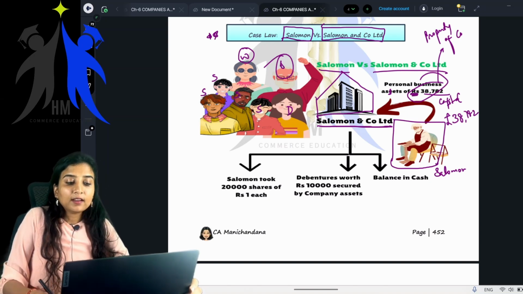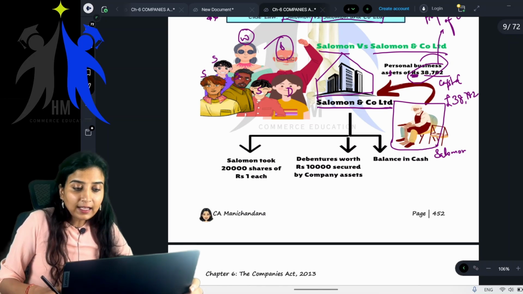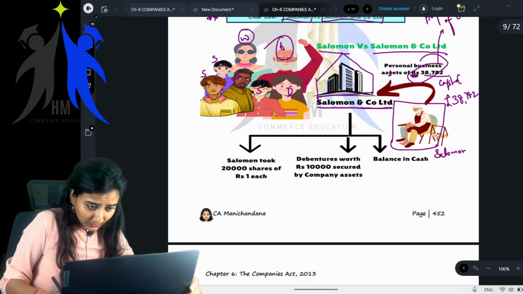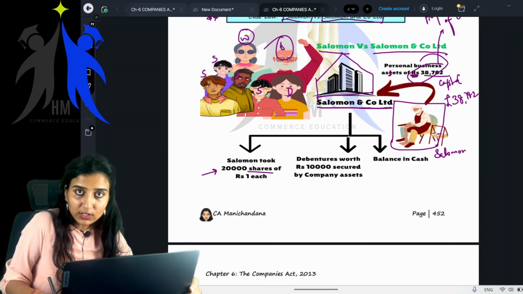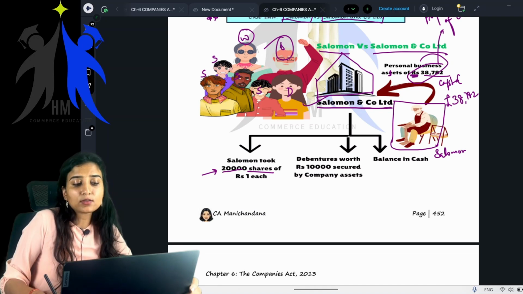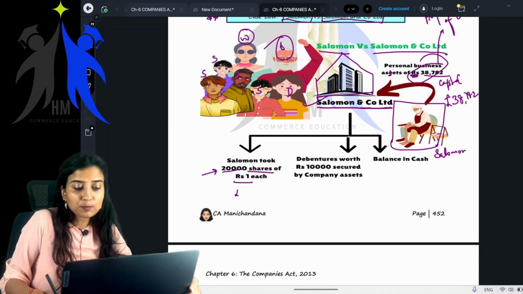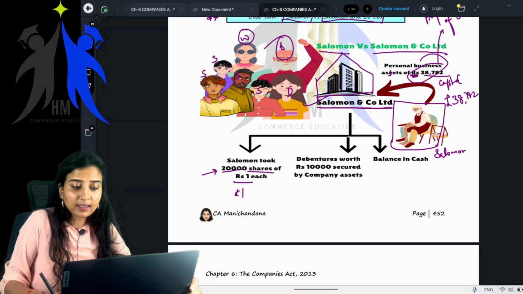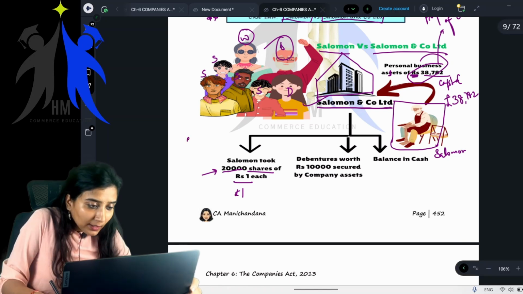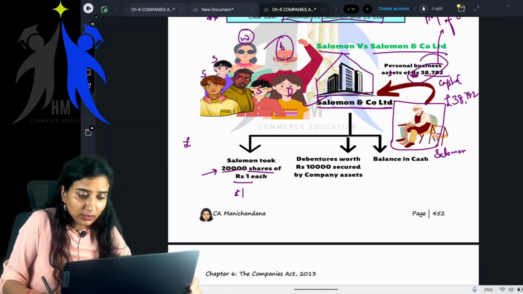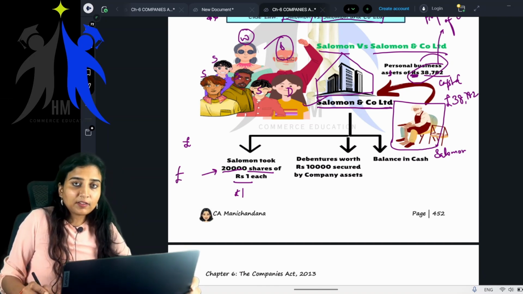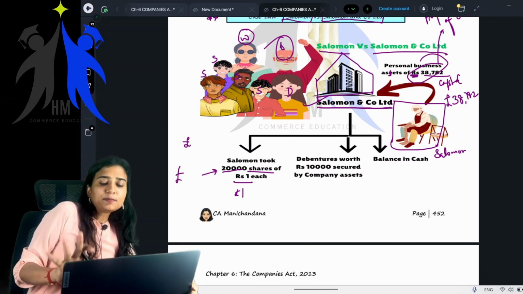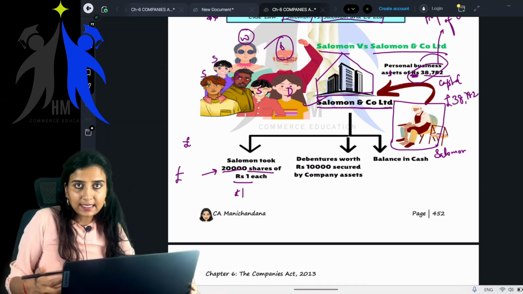Okay, fine. Now he transferred, and in return Salomon took 20,000 shares. See, he's taking shares. You know what shares are? Ownership in the company, in this particular company. He took 20,000 shares of rupees 1 each. Again, this is pound 1. Don't come asking, ma'am, in your book there is some symbol like this. This symbol means it is pound. For simplicity, I've used rupees, so that it's easier for you all to understand.